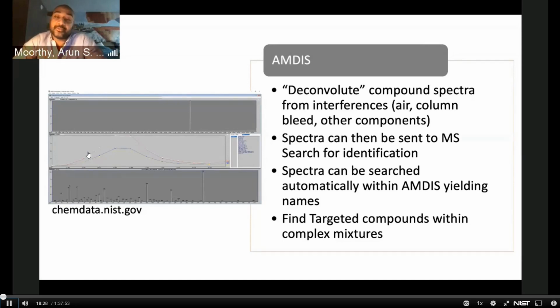Oh, and also importantly, you can extract mass spectra using AMDIS and send them directly to MS Search for identification. Or if you're doing some routine work, it may be that you can actually just search your spectrum right in AMDIS with a couple of simple searching tools that will also potentially yield you fruitful results. So it's a good place to start your mass spec interpretation process.